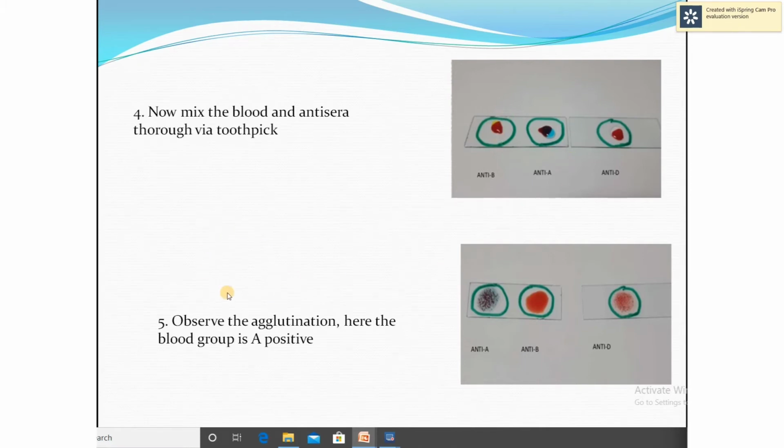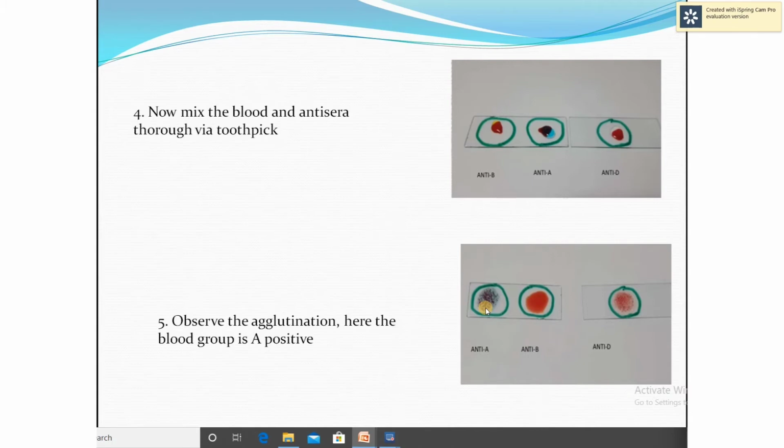The ultimate result you'll get is agglutination in two of these, or in one of these if you are a negative person. You will not get any agglutination in the D section if you are a negative person. Observe the agglutination. Here the blood group is A positive.